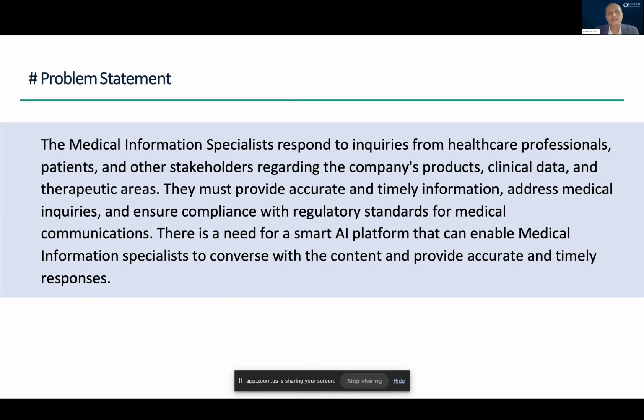So in this case, there is a chain of events. The patient is talking to the doctor, and the doctor has filed a medical information request. Now, as compliance, the bare minimum need here is that the medical information specialist has to comply with two KPIs. One, the time within which he has to respond, and two, the efficacy of the information he has to respond with, right?